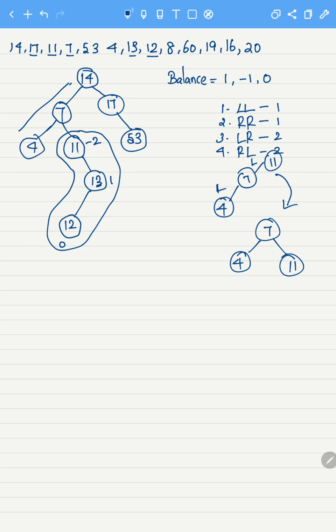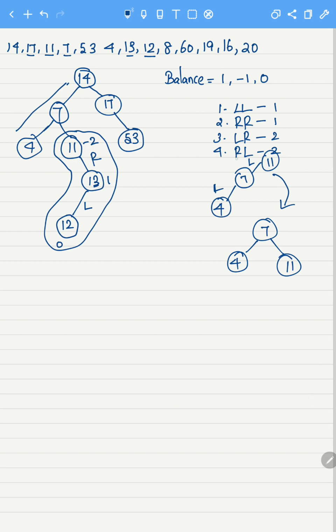Now what is the case here? This is your right child and this is your left child. So the case here is RL case. In RL cases you need 2 rotations. First you should bring all this in the same direction. One you have right, other one you have left. So if you have a case like this, you have to bring this to the same direction.